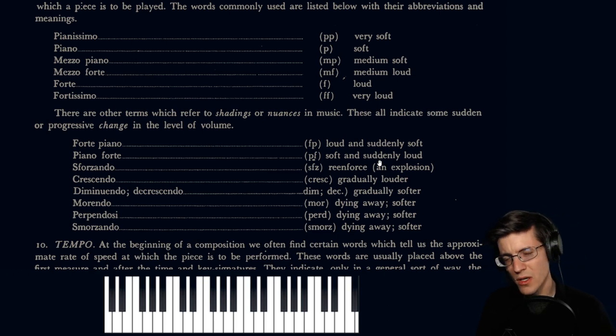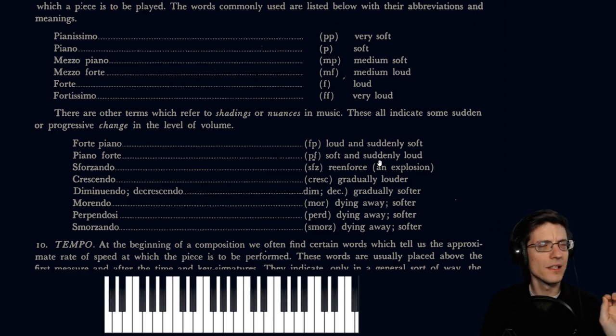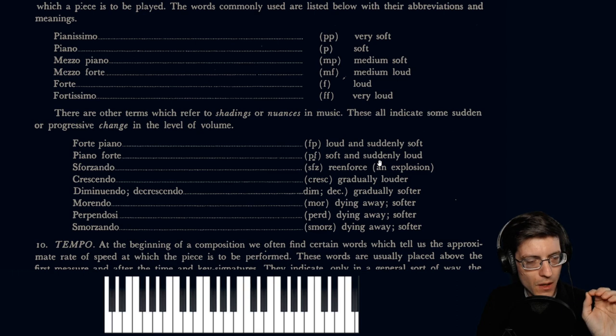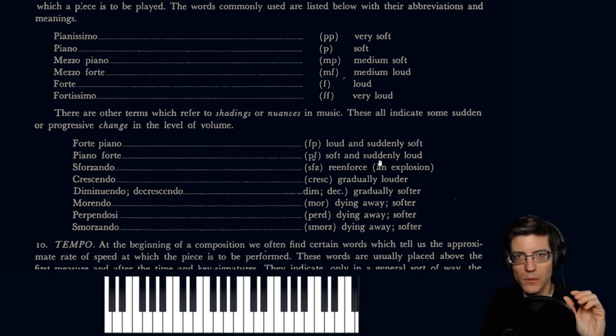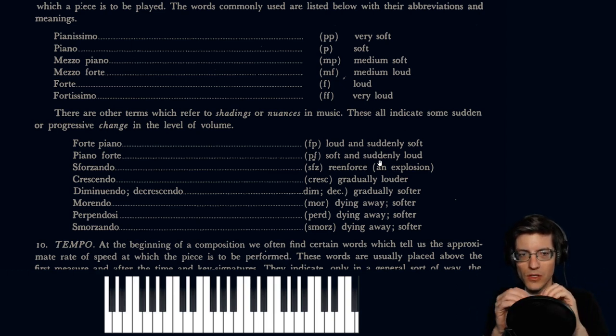You can't really do that with a keyboard instrument per se, but let's see if I can sing it. So you just pull it back in, and then pianoforte is the opposite. It goes out. And then sforzando is kind of like a forte piano, but it's a reinforced explosion.